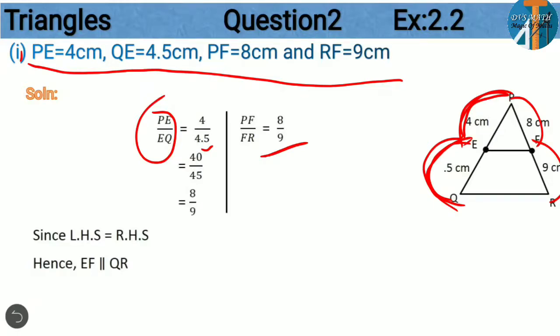So here 40 by 45, again here 8 by 9. In both the cases, if you take the ratios, their ratios are the same, 8 by 9, 8 by 9. Both LHS and RHS are equal. If their corresponding sides are divided in the same ratio, then you can apply the converse of BPT. So EF is parallel to QR. If it is equal, write parallel. If it is not equal, write they are not parallel.